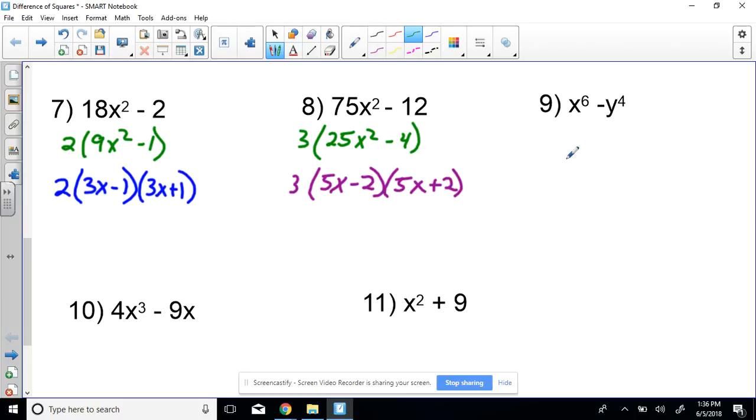All right, now this one right here looks a little bit different. See how it's x to the 6th minus x to the 4th. The way that you take a square root, we just divide the exponent by 2. So 6 divided by 2 would give me 3, so x to the 3rd power, minus 4 divided by 2 would be y to the 2nd power. So the next part would be x to the 3rd plus y squared.